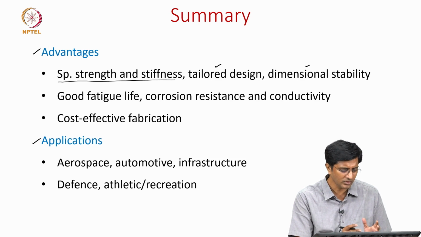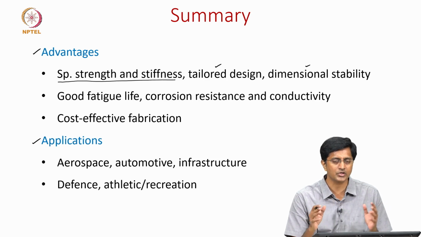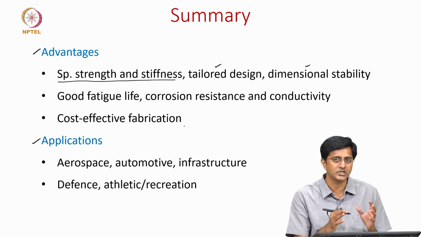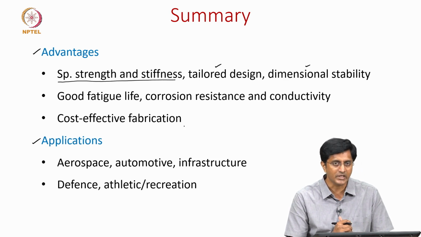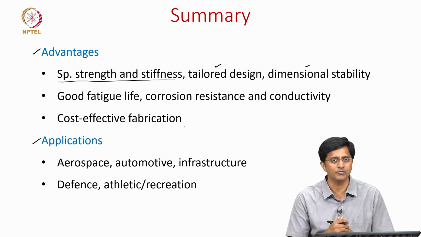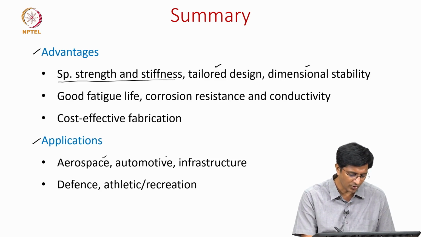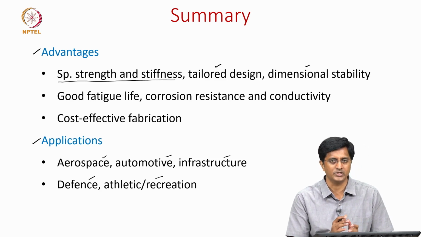And we have also shown that though the composite material itself might be expensive, if you look at the overall cost, which includes the fabrication as well as the maintenance cost, then there are applications where the overall cost of a composite structure is cheaper compared to the metallic structure. Later we also looked into various applications, though again we mentioned that these are not all the applications because the use of composites has been increasing each year. But to mention the more common applications, these are aerospace, automotive and infrastructure, as well as defense and athletic or recreation activities.